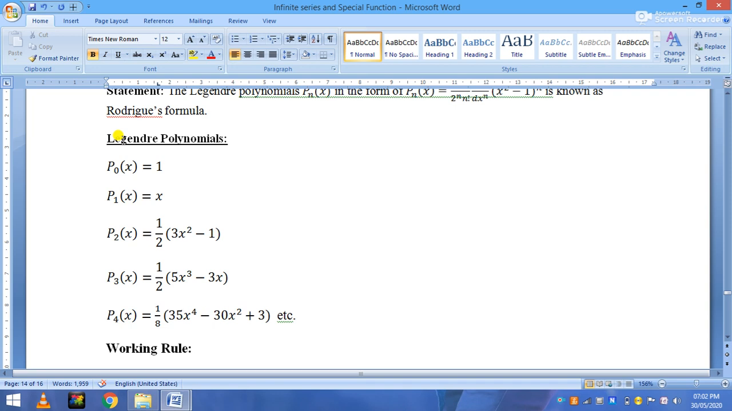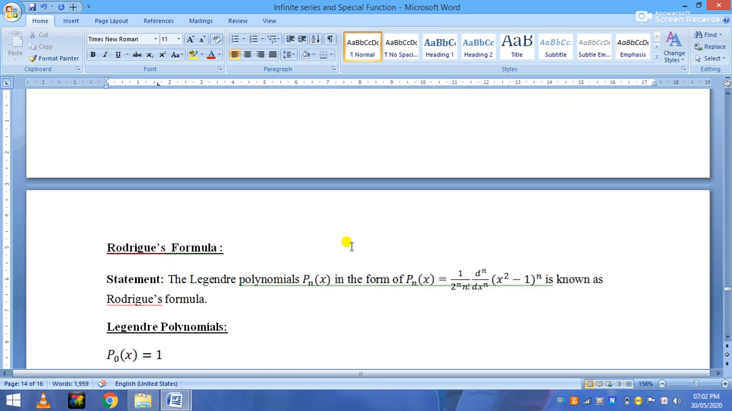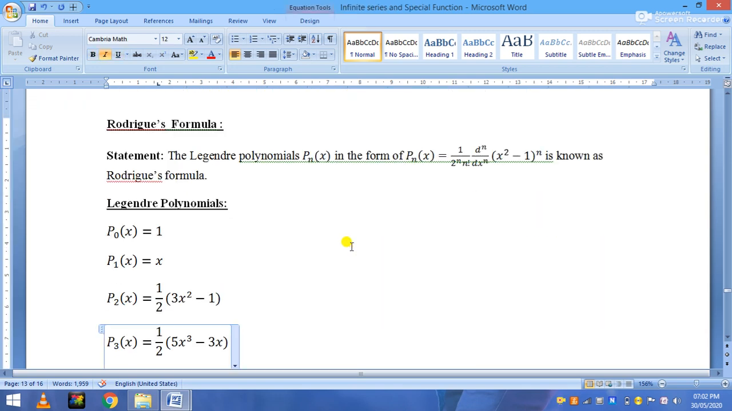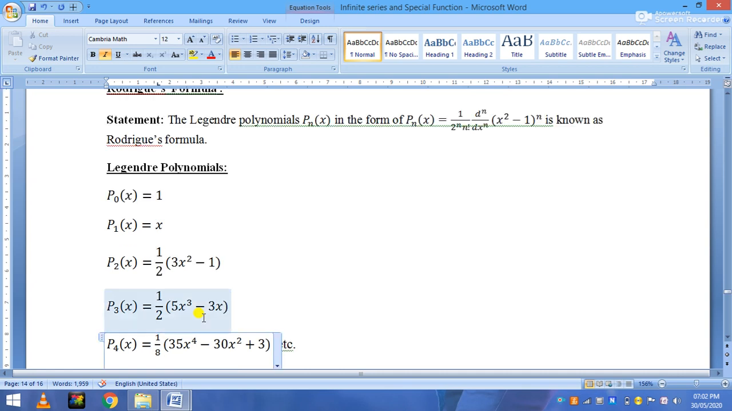So by using these we solve the examples. To solve the examples, the given function can be converted into the Legendre form. Legendre means we express the given function in terms of p0, p1, p2, p3. If you don't remember these, remember this Rodriguez formula, then put n is equal to 0, 1, 2, 3, and you obtain them. So this is the definition of the Rodriguez formula. By using this we solve the example.